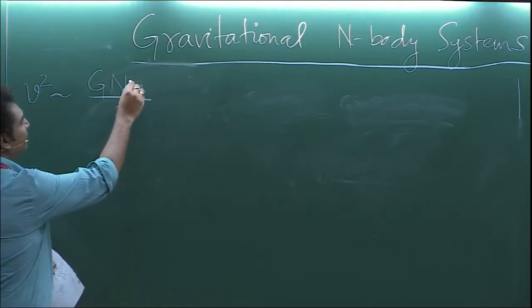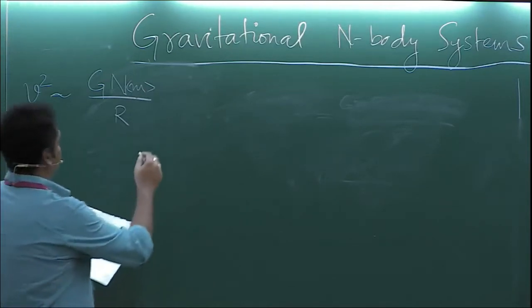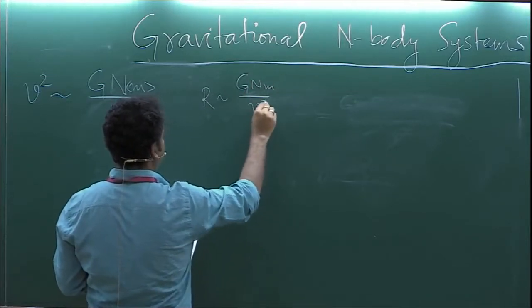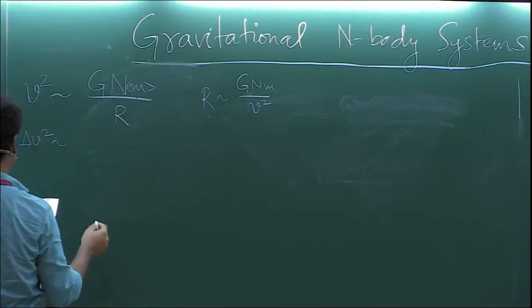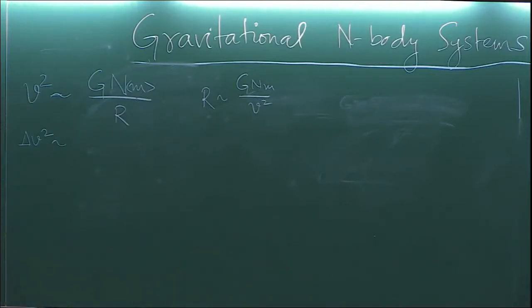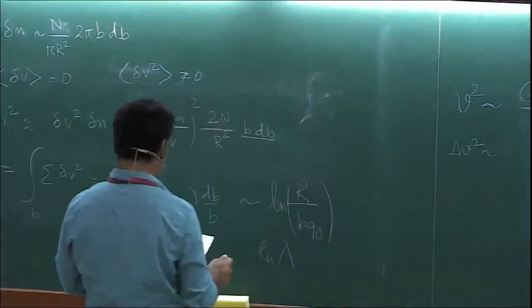To make it more accurate, you could write an average mass here. And this is the length of the volume. So R is of order G N M over V square. And delta V square is, if you solve this integral, you will find there is something like 1 over, hang on, I did a step jump somewhere, looks like. Right. So delta V square would have been, yeah, I kept writing proportional things.